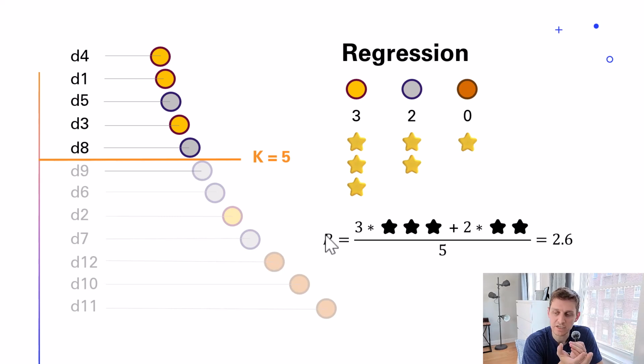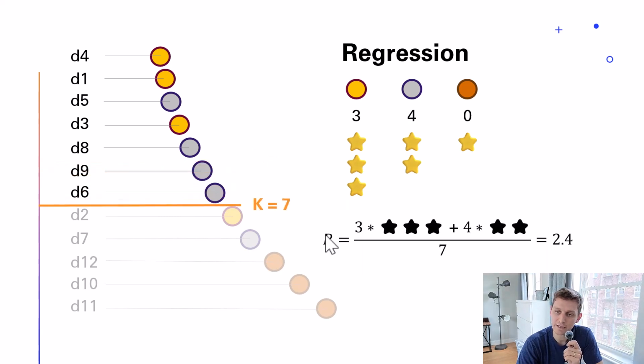Then you can have essentially a form of an average of 2.6 stars for the new song if you take 5 instances, and if you take 7 instances, you'll have here an average of 2.4, which is essentially the weighted average divided by the number of instances, k equals 7.